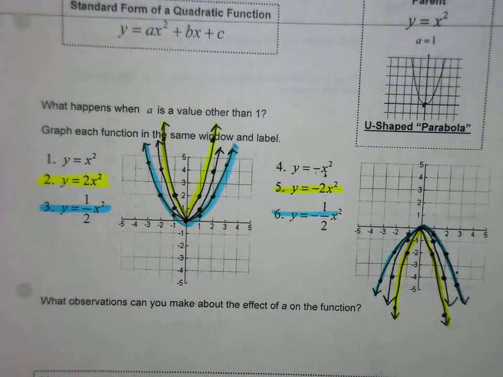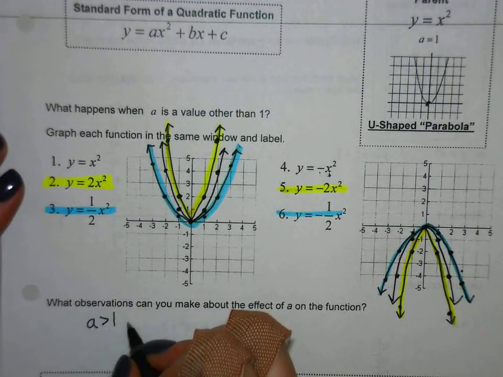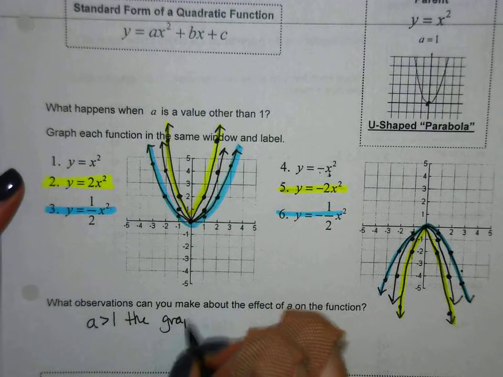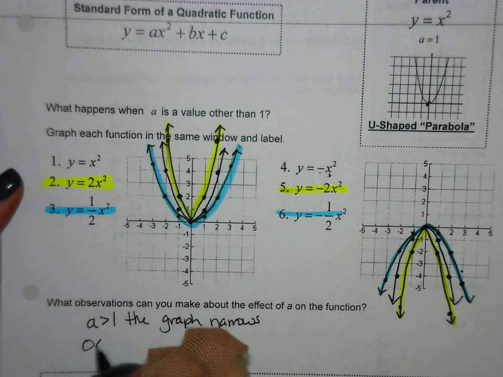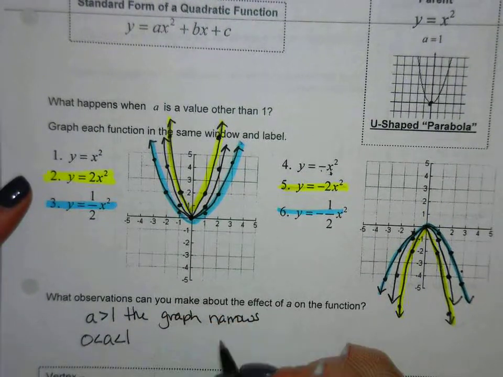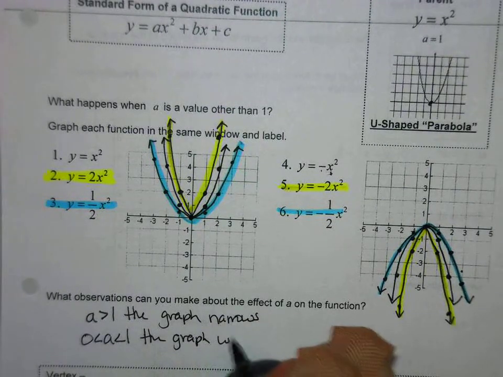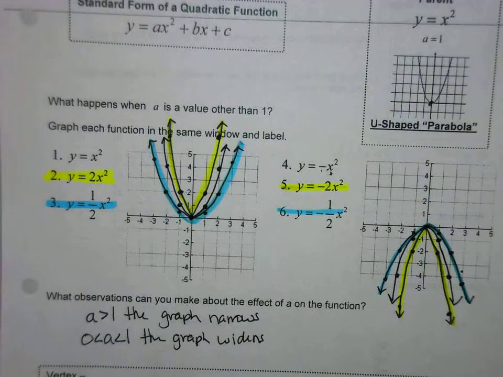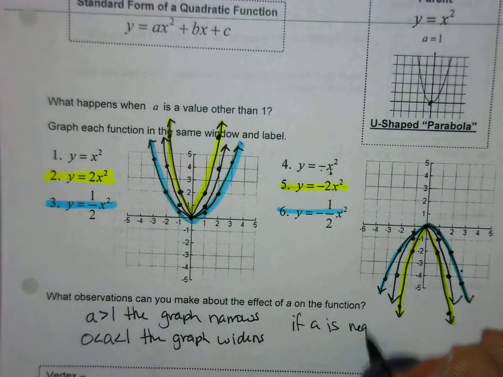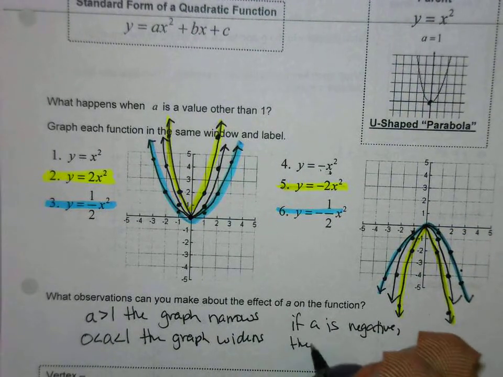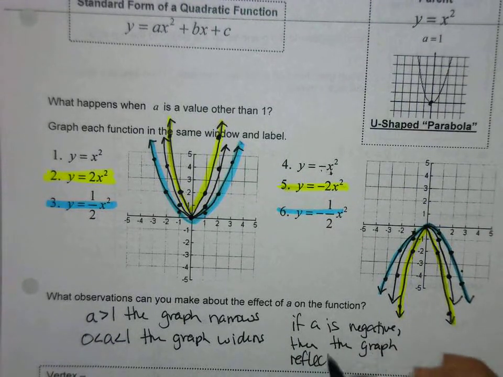So what observations can we make about the effect of a on the function? Well, it looks like when a is greater than 1, the graph narrows. And it looks like when a is less than 1, the graph widens. And also what we notice too, when we have the negatives, if a is negative, then the graph reflects over the x-axis.